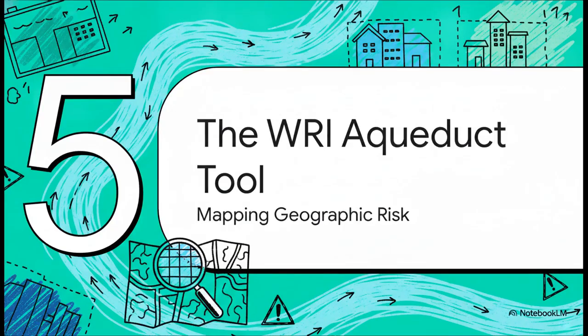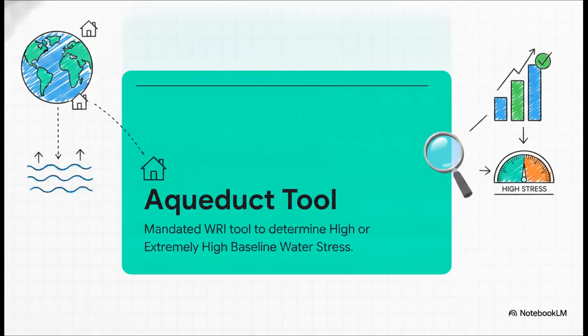Section 5. The WRI Aqueduct Tool. How do we definitively figure out if our properties sit in these danger zones? Luckily, SASB makes this super easy. You don't have to guess, and you shouldn't rely on local news reports. To comply, you use the mandated World Resources Institute's Aqueduct tool, specifically the Water Risk Atlas. You literally just plug in your asset locations, and the tool tells you definitively if that region is in a high or extremely high stress category. It completely eliminates the guesswork.